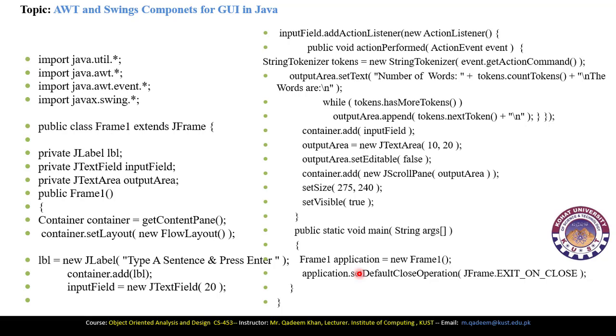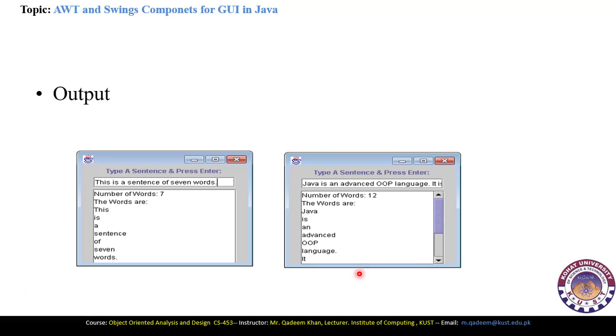This is the program that we will demonstrate here. But first of all, we will demonstrate the output. The output is this one: first, if you type some sentence here, for example, this is a sentence of 7 words, and you press enter on your keyboard, then it will display the information that the number of words is 7 and the words are these words. So all these words will be split here. And you can see here, if you type some larger sentence, then it will display that the number of words is 12 and the words are these, and then scroll bars will appear here automatically.